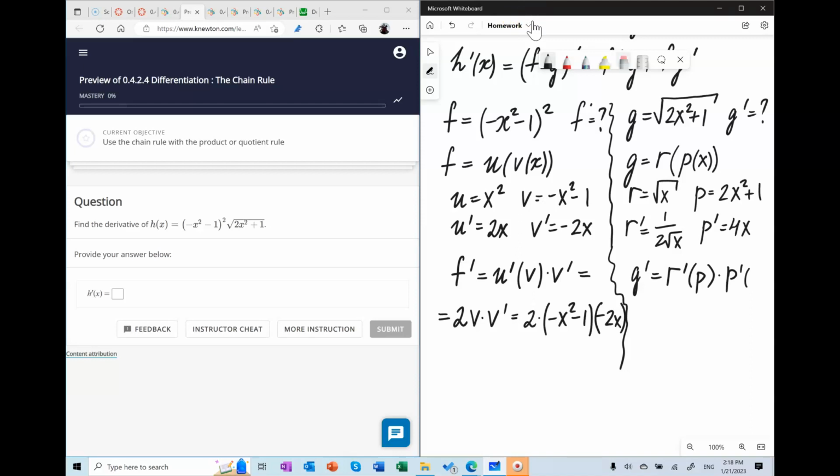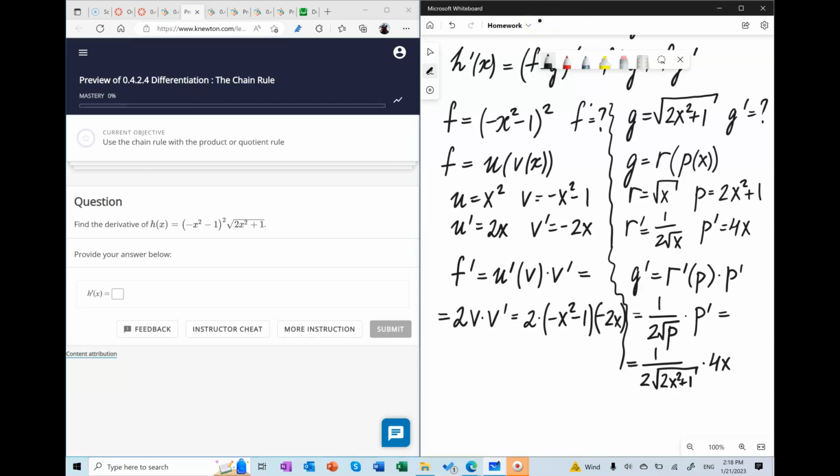plug in the inner function, and then multiply by the derivative of the inner function. And here's what it looks like. So the derivative of r is 1 over 2 square root of x, but we're going to be plugging in p in there, and we multiply it by p prime. So that's again the chain rule. This is kind of what we're practicing here. So the final answer will be 1 over 2 square root of 2x squared plus 1 multiplied by 4x.